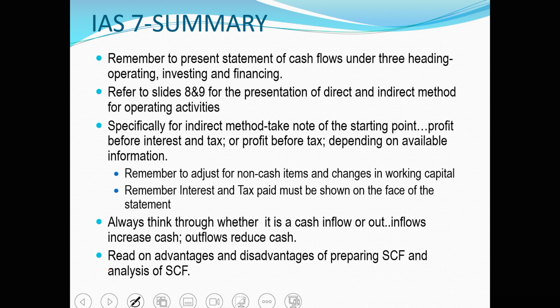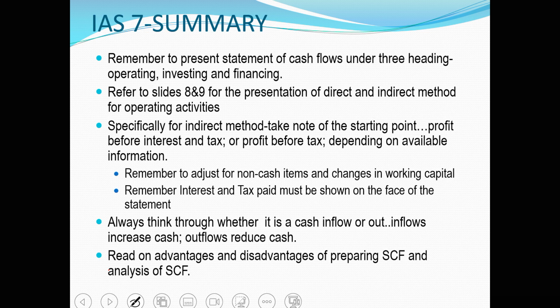Remember to adjust for non-cash items and changes in working capital. Remember, interest and tax must be shown on the face of the statement. I've said all this, I'm just summarizing. Always think through whether it is a cash inflow or outflow. Inflows increase cash, outflows reduce cash.